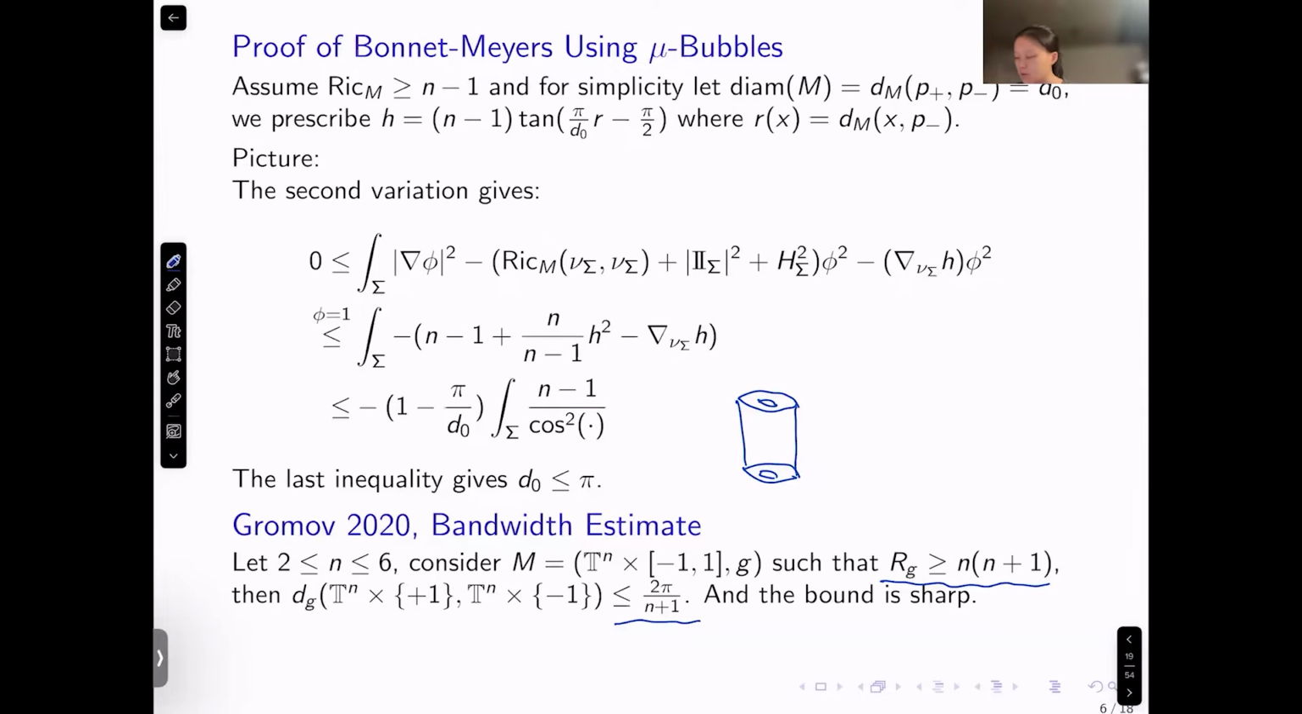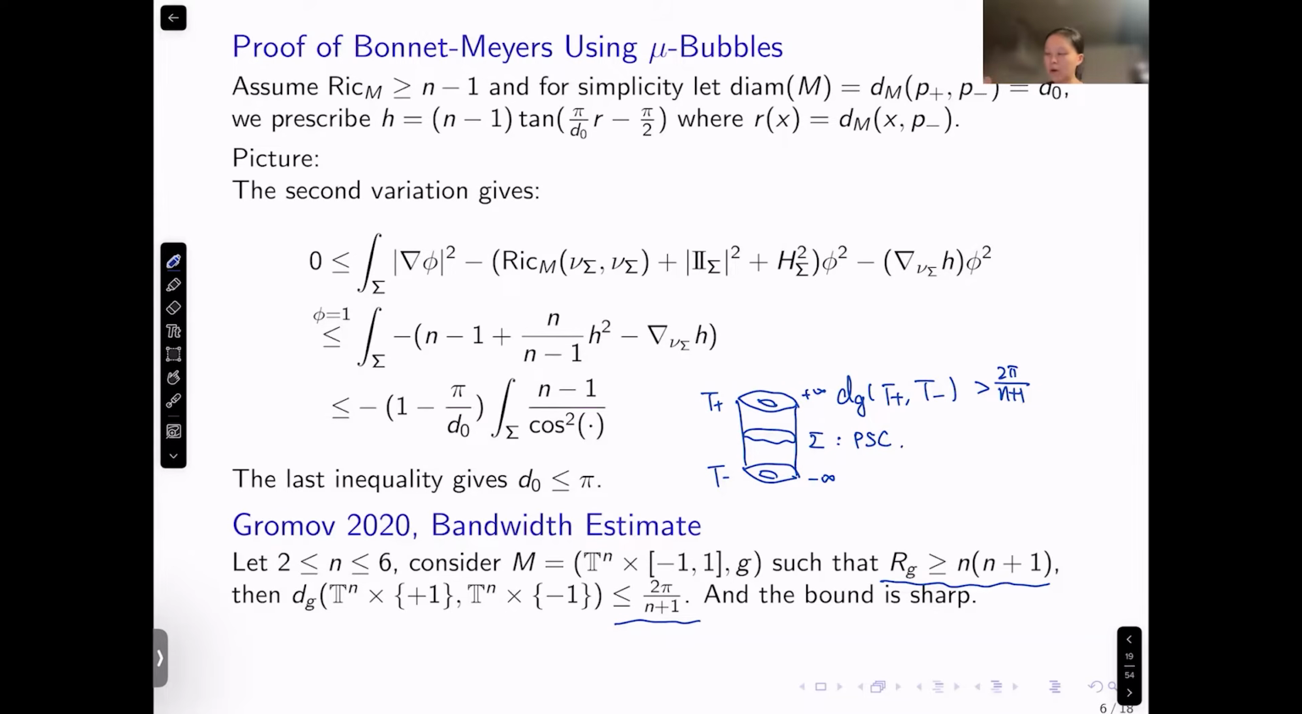And now if the distance between the top slice and the bottom slice, I call the top slice here and the bottom slice here, is too large, if it's larger than this number, then we prescribe the same idea, that h is equal to minus infinity and plus infinity here. And then we get a mu-bubble inside the band, which we call sigma. And if the distance is large enough, when you compute the second variation, then again you get that sigma actually has PSC. So this follows from the second variation.